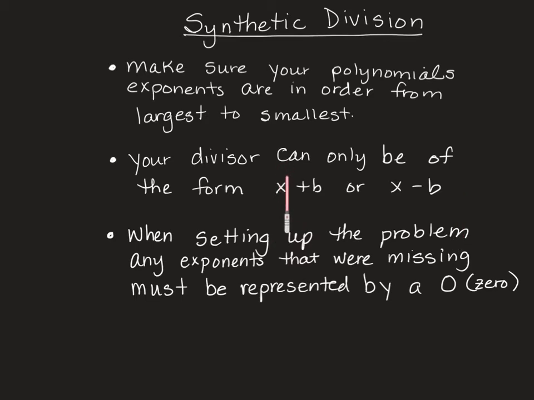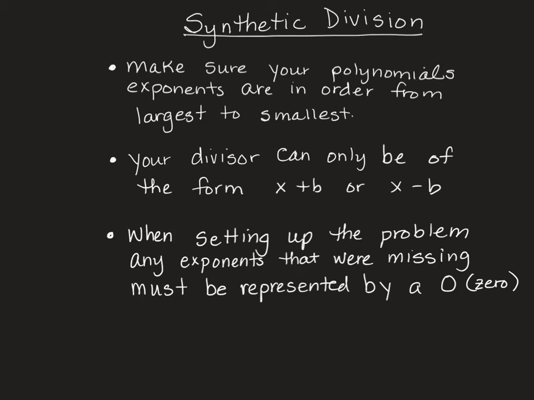So notice how this does not have an exponent. Okay, so it's to the power of 1. So there's no visible exponent. And my leading coefficient, the coefficient of that variable, is 1. Okay, nothing else is there. That's the only way I can do synthetic division, is if it's set up in that manner.